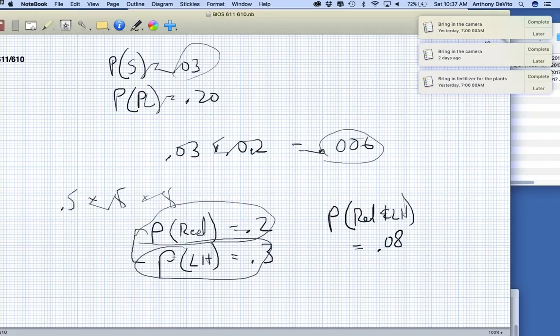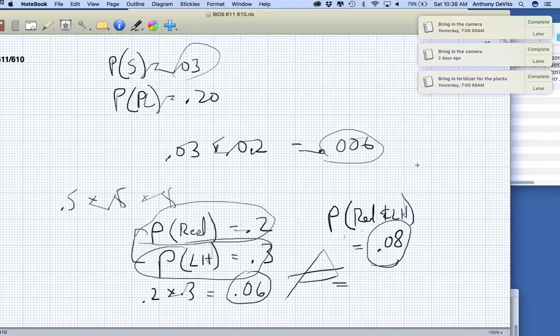They're not independent. And why are they not independent? Because if they were independent, then the probability of being red-haired and left-handed would be equal to 0.2 times 0.3, which is 0.06, right? Since that's not true in this population, they're not independent.